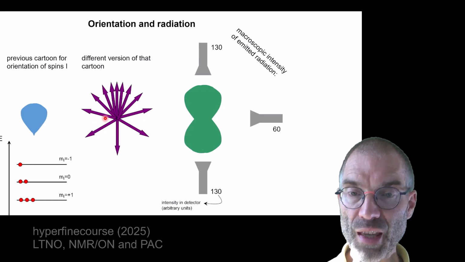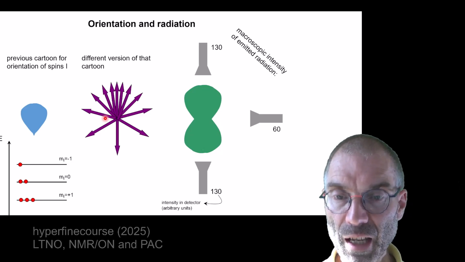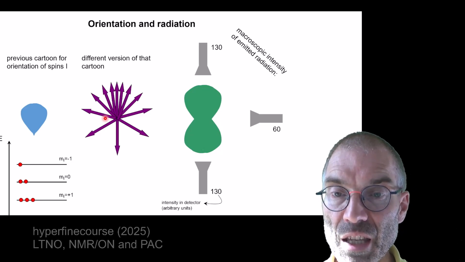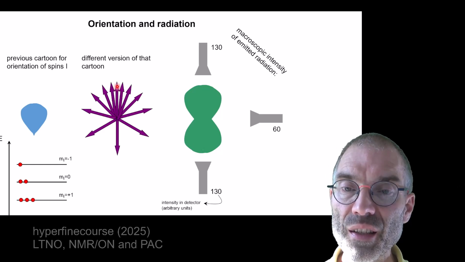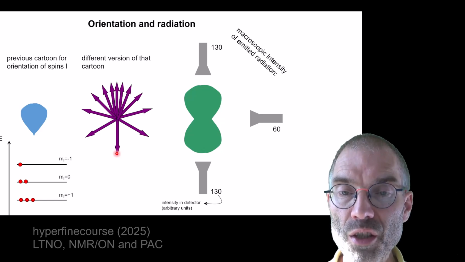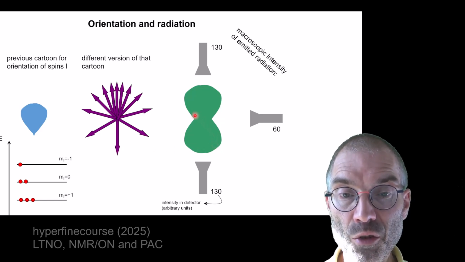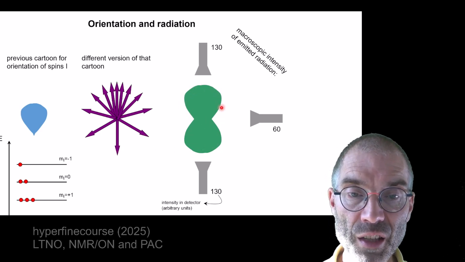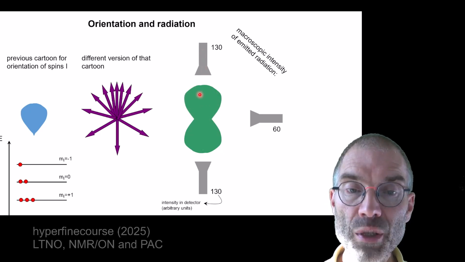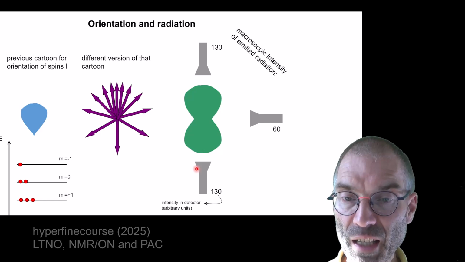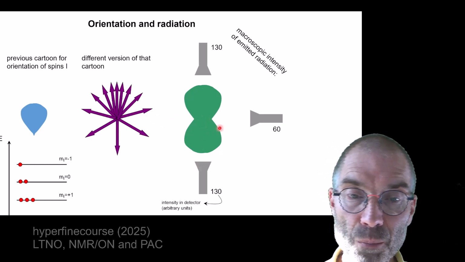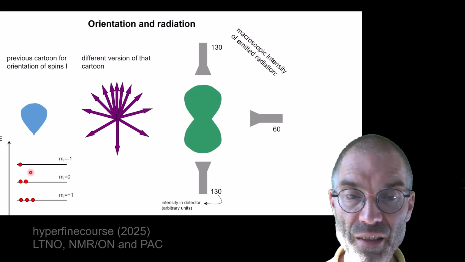But because the emission probability of the gamma ray in the radioactive decay of that nucleus is equally likely to emit the gamma ray along the nuclear spin as opposite to the nuclear spin, this has as a result that there are as many gamma rays emitted in this up direction as in this down direction. There are fewer gamma rays emitted in the direction perpendicular to the z-axis.